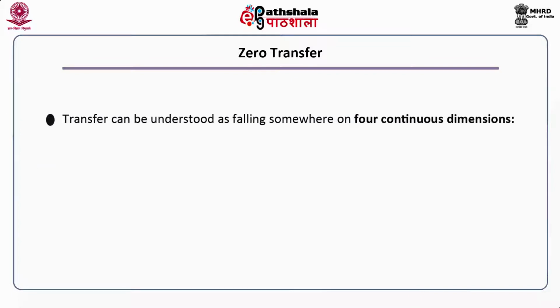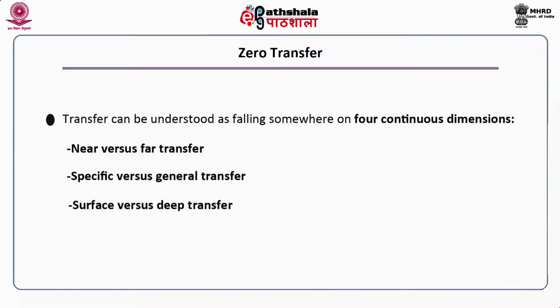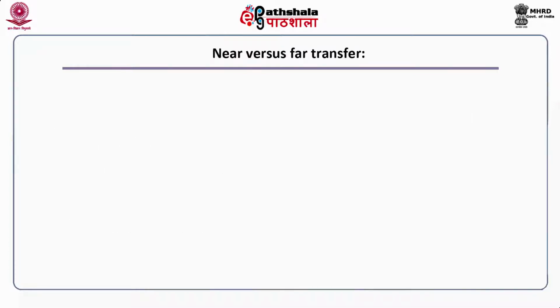Transfer can be understood as falling somewhere on four continuous dimensions. That is near versus far transfer, specific versus general transfer, surface versus deep transfer, and transfer can also be positive or negative transfer.